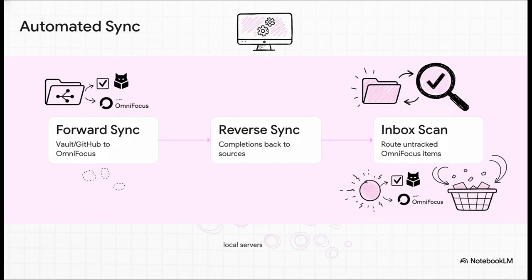So, behind the scenes of that one simple prompt, Claude Desktop spins up local MCP servers and flawlessly executes a 3-step sync, completely hands-off. First is the forward sync, pulling new tasks from GitHub and your Vault right into OmniFocus. Next is the reverse sync, which takes your completed tasks in OmniFocus and pushes those updates back to the sources. And finally, it does an all-task scan in OmniFocus to catch any untracked items. It does the whole shebang instantly, without you even having to click confirm.